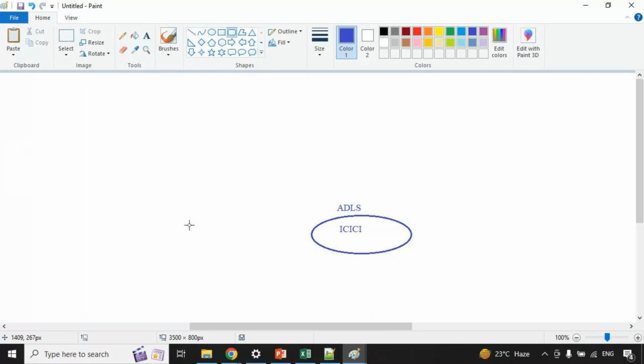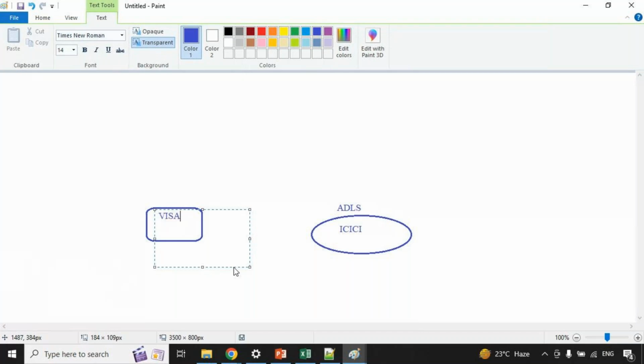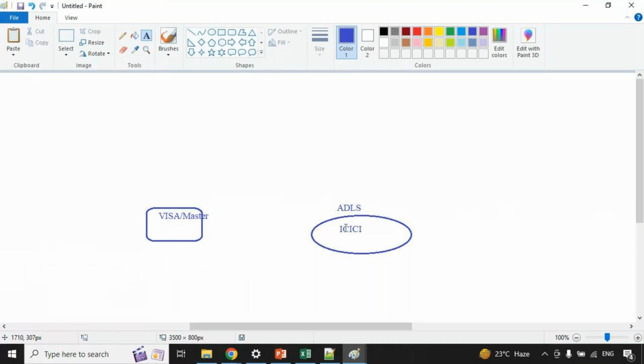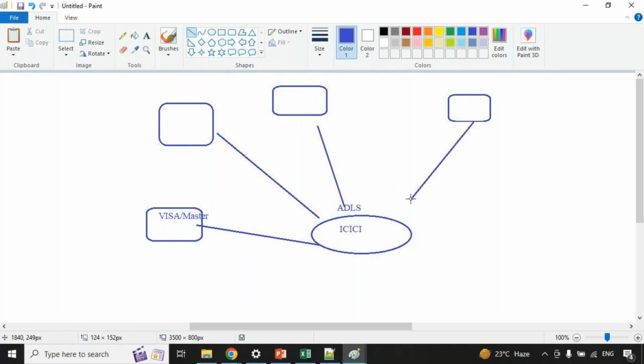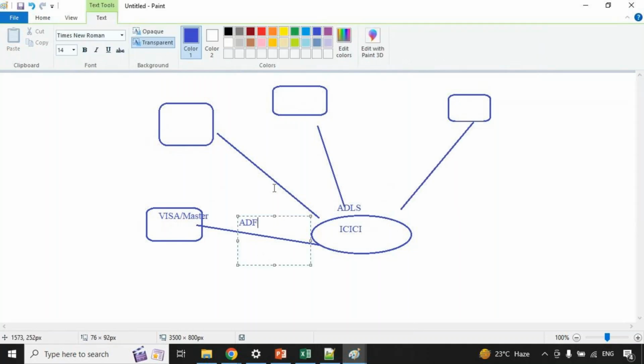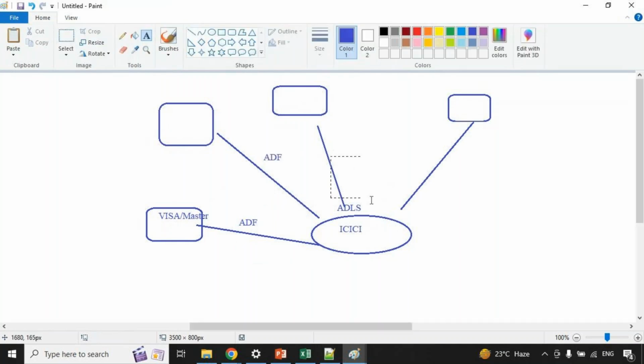Now I am having a source. One of the sources is vSAN master. Similarly I have multiple sources. I can maintain the data, but I want to get this data into here. For this, traditionally we use ETL tools. Now the same thing here is Azure Data Factory, ADF. We can connect it to any source and ingest the data into here.